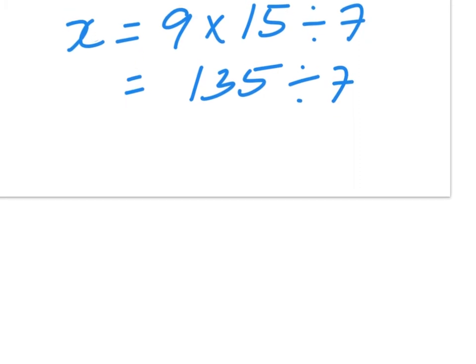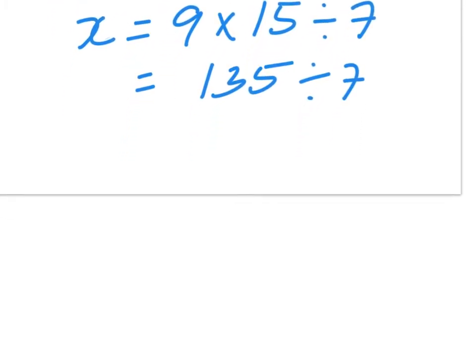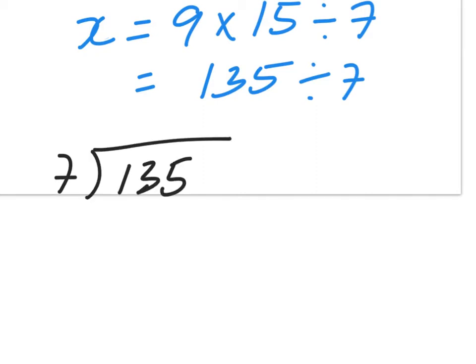Now, to finish that, you should leave your answer as a fraction. And I'll explain to you how you can do it. So look, 135 divided by 7, just do the division. I'll do it here in black. 7, 135. 7 doesn't go into 1. 7 goes into 13 once.